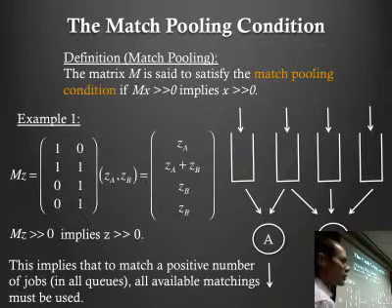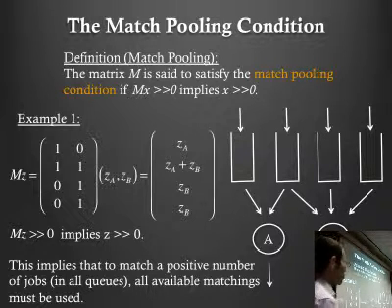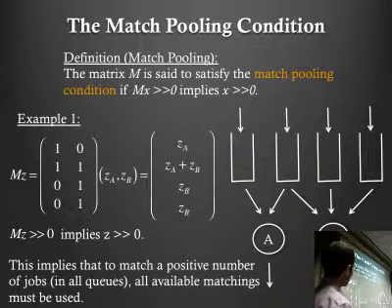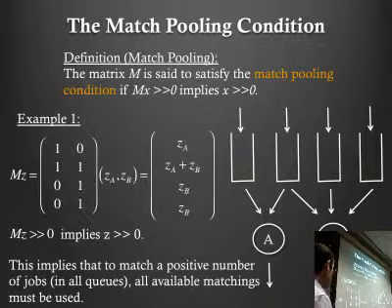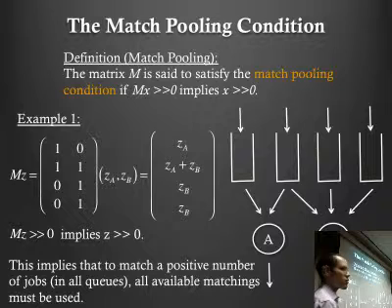Let me say something about the main condition, which, as I said, is not an innocent condition. My main condition for this algorithm to work is something we call the match pooling condition, which is that if for the matrix M and vector x, Mx is strictly greater than 0, then x must be strictly greater than 0. What does this mean for a network? It means that to match a positive number of jobs from each of the queues, I must use all the matchings. There's no redundancy in this network. If there is redundancy, I'll have a problem.